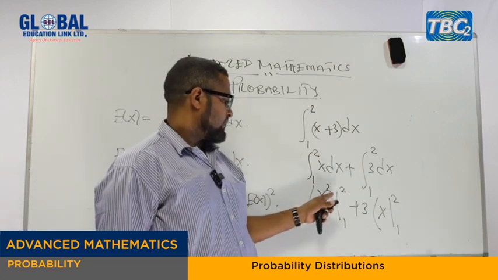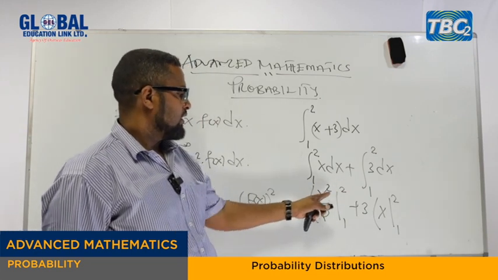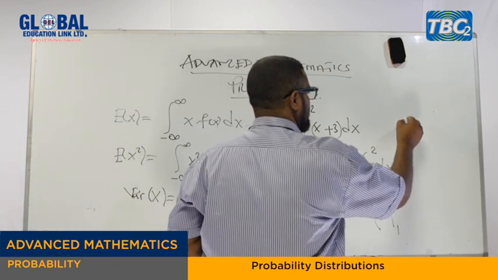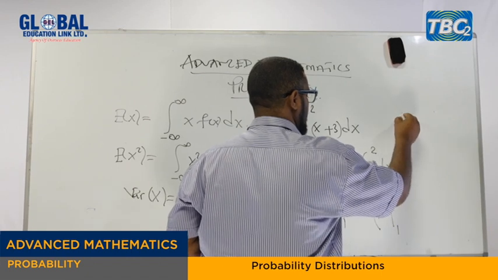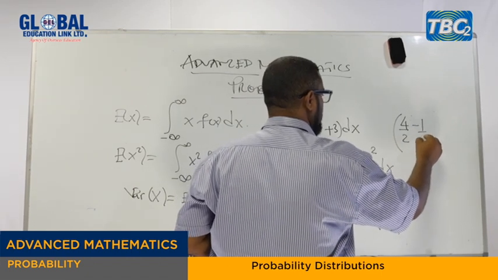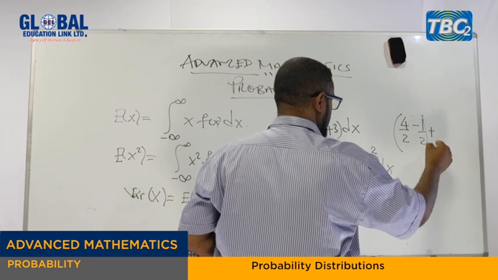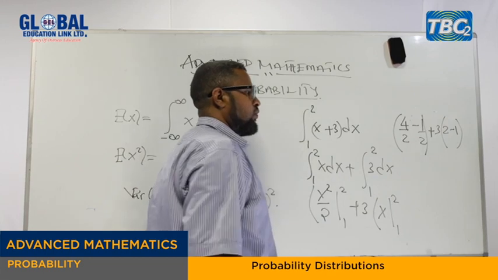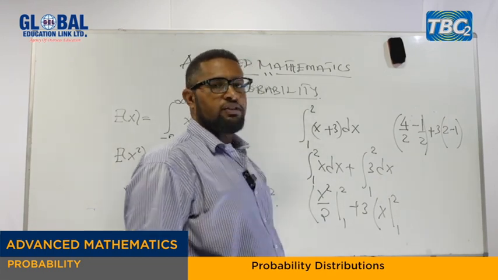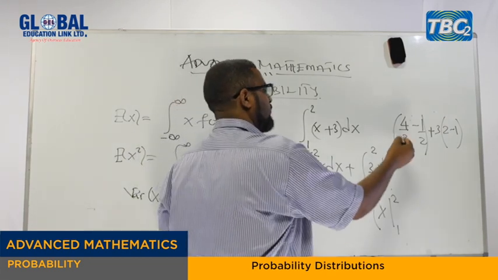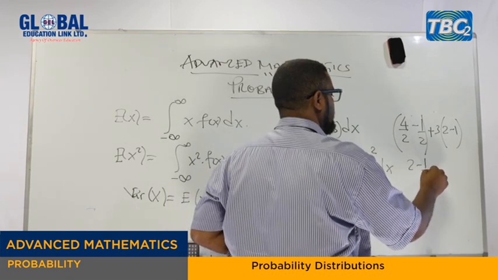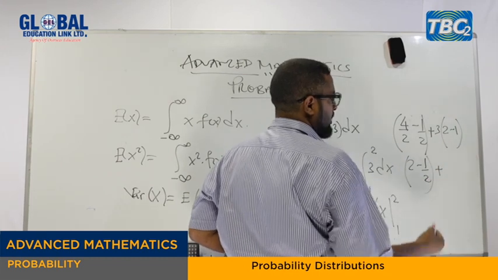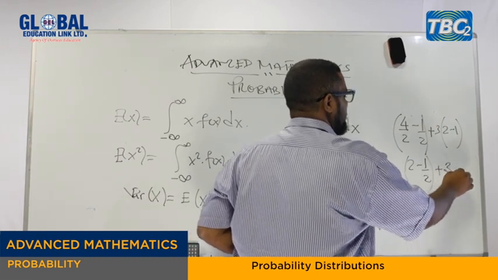After that, now the time is for substitution. When you put x here, which is 2, it will be 4 over 2 minus 1 over 2, plus 3 times the bracket of 2 minus 1. Thereafter, it's time now to simplify. So 4 over 2 is 2, minus 1 over 2, plus 2 minus 1 is just 1, times 3 is equal to 3.